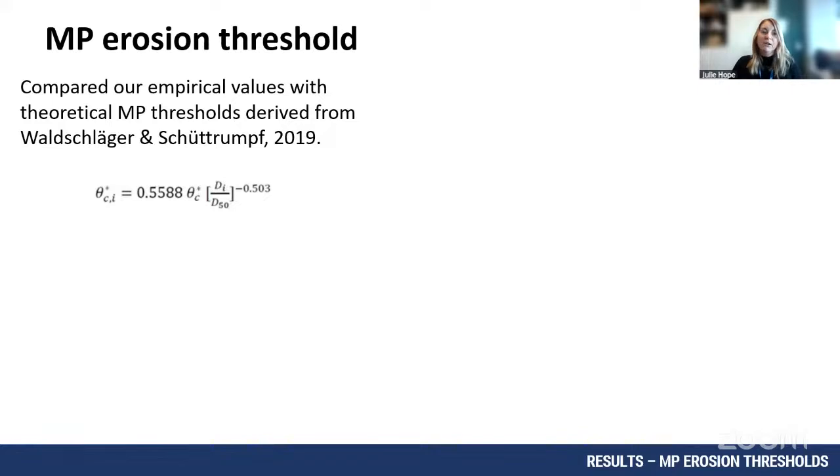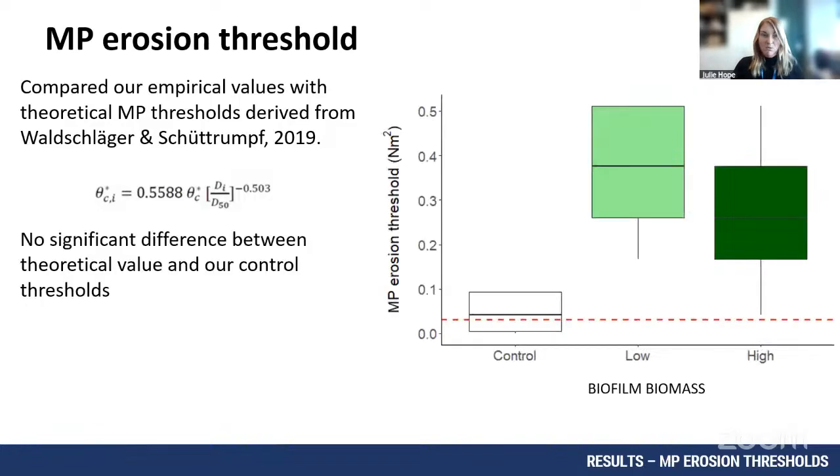So we wanted to compare our empirical values with the theoretical microplastic thresholds derived from that equation in Waldschlager and Schuttrumpf. And what we found is that even when we collapse out the metal treatments and we're just looking at the amount of biofilm biomass that's there, we don't see any significant difference between the theoretical value, which is that dotted red line, and our control thresholds. We see quite a good correlation between them, and it holds quite well. But hopefully what you can see here is when we have biofilm present, those erosion threshold values aren't falling in line with that prediction.